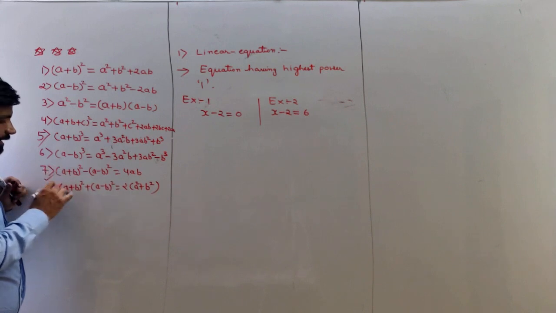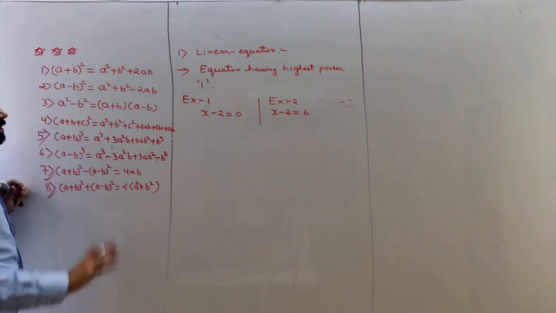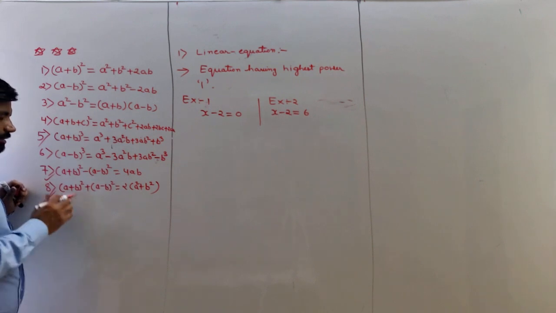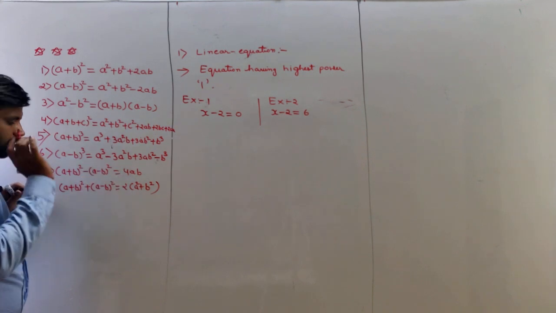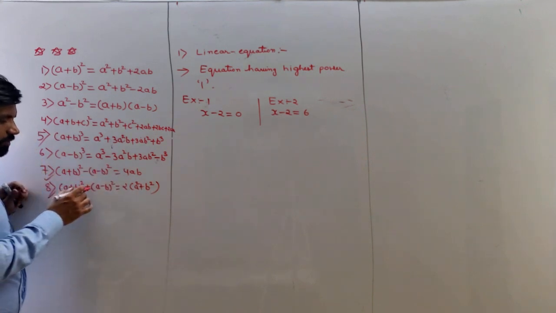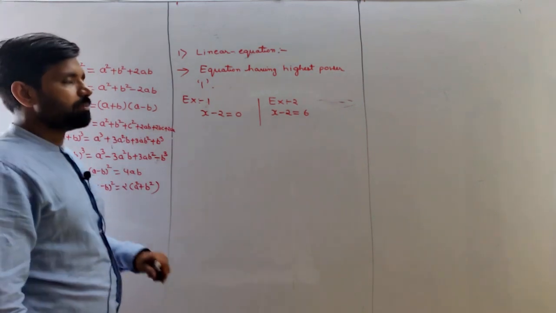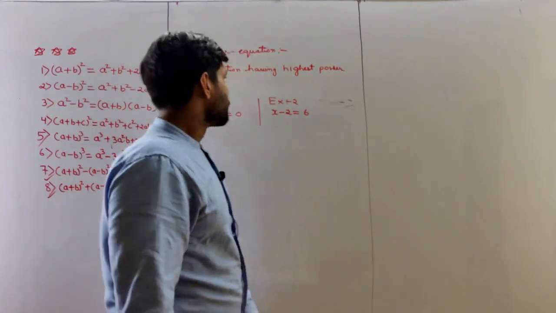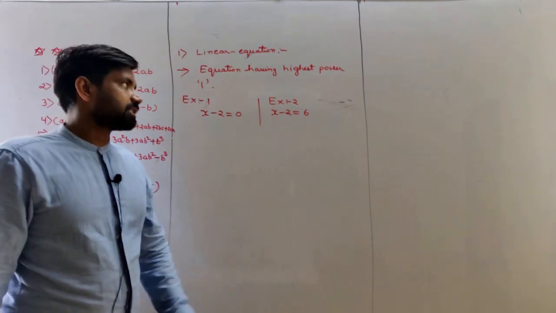Understand. We can also calculate from these basic formulas. Formula number 7 and 8 can be calculated from formula number 1 and 2. So a plus b whole square minus a minus b whole square is equal to 4ab, and a plus b whole square plus a minus b whole square is equal to 2 times a square plus b square. Understand.